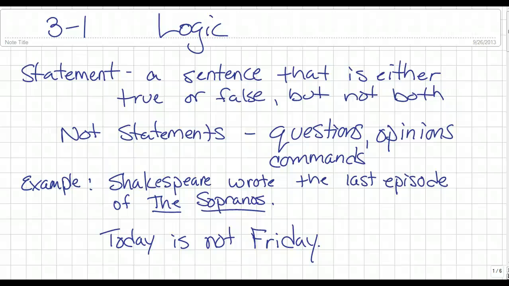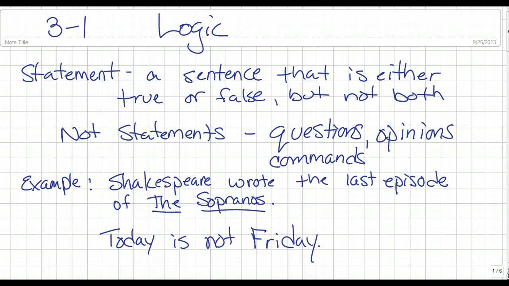Okay, so we're starting section 3-1 in logic. And like I've said to you earlier, make sure that you take good notes and keep up with the work this chapter. It shouldn't be too bad if you do that. Okay, and it's actually very interesting.